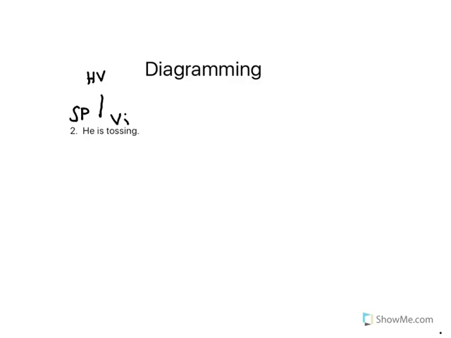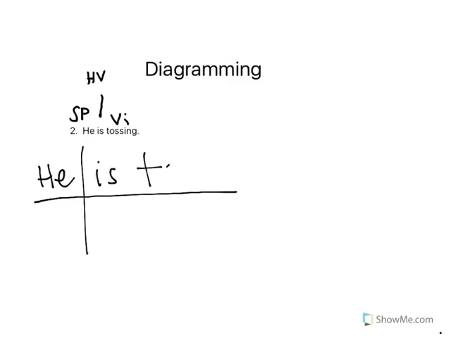He is tossing. So again, we're going to draw it out like this. He is our subject, and our subject always goes there. And here's our verb phrase, is tossing. Easy as that.